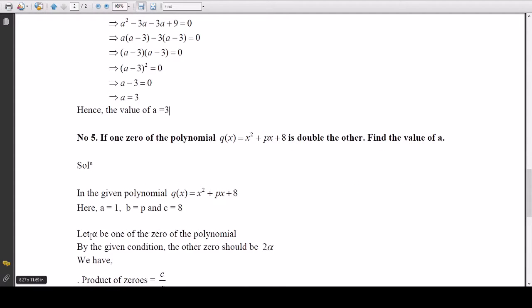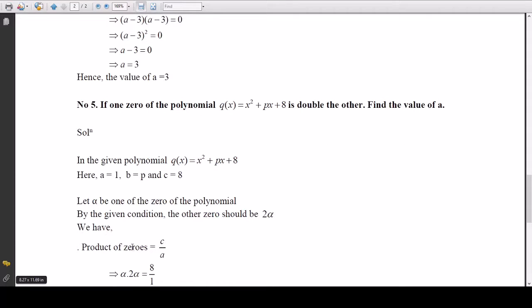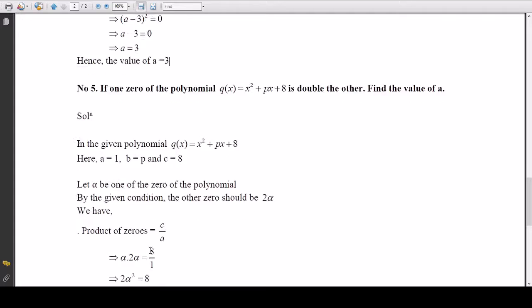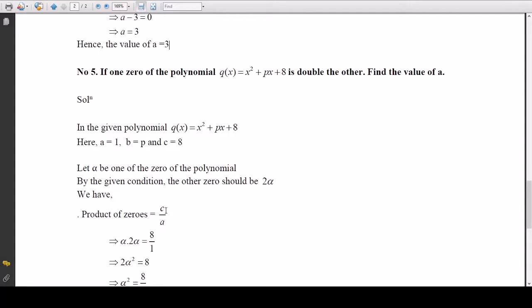Now if we take alpha as one of the zeros, by the given condition, what should be the other zero? The other zero should be double the other, meaning twice alpha. Clear? Let us start with the product of zeros. We have product of zeros is c by a, isn't it? Then product of zeros means alpha multiplied with twice alpha should be equal to c by a. What is c? C is 8. What is a? A is 1. Meaning twice alpha square is equal to 8.